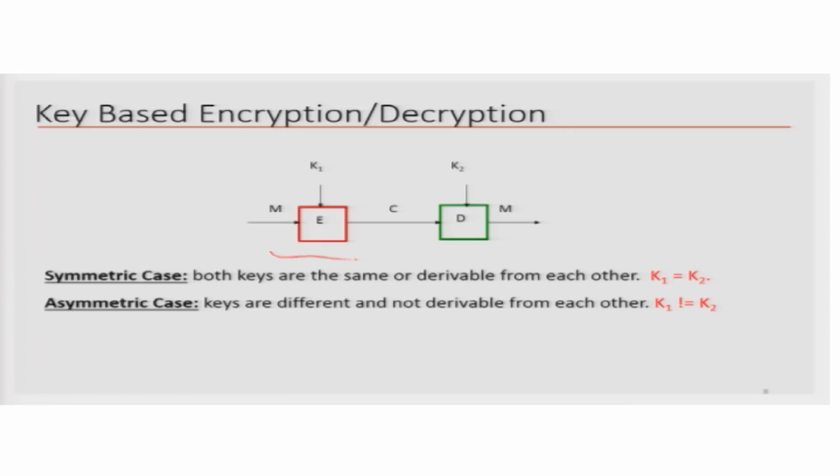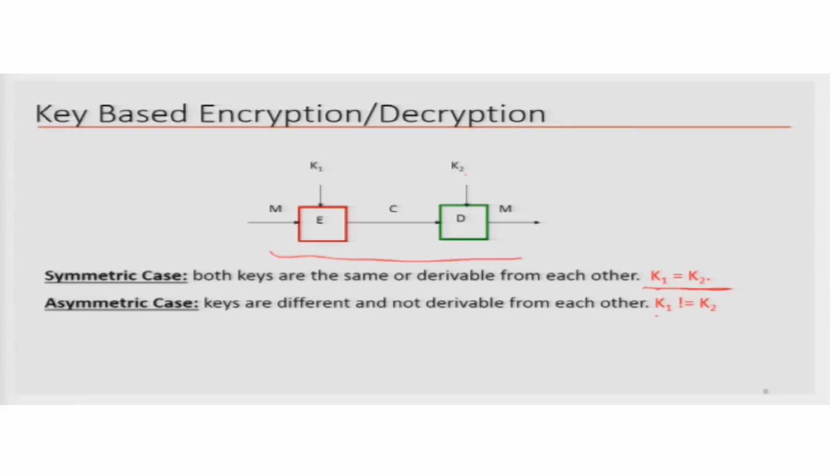Now, you see that in the picture I showed earlier, these second inputs to these boxes were not there. So, now we have the encryption box, which takes a message and a key, in this case key K1, and then out comes the ciphertext. When you put that ciphertext into the decryption algorithm, you need another key or maybe the same key, depending on whether it is a symmetric case or asymmetric case, and then you get the M. Symmetric basically means that the two keys K1 and K2 are the same, or they are derivable from each other.